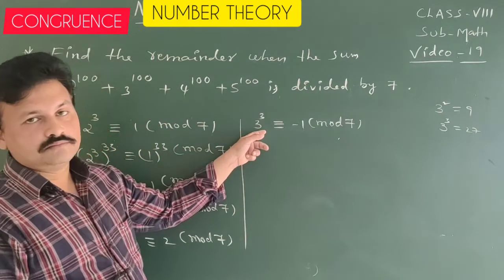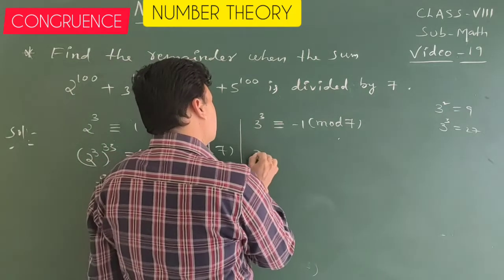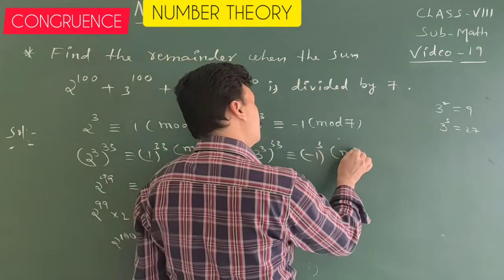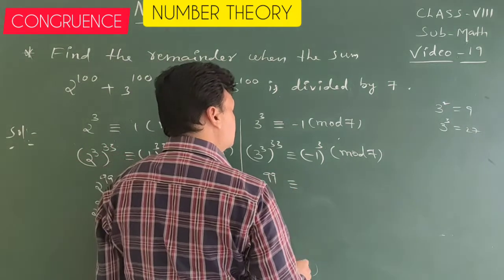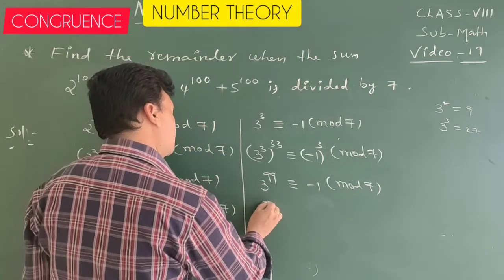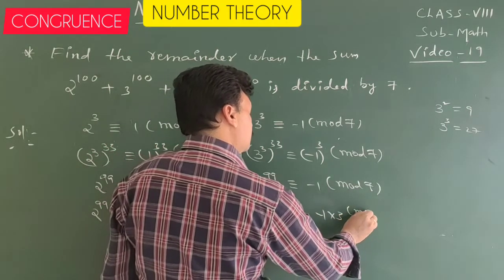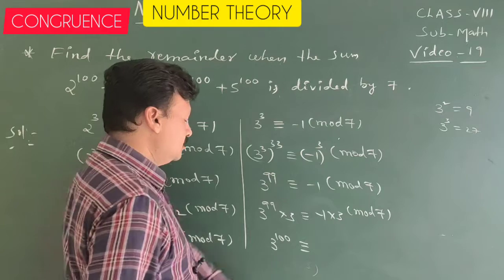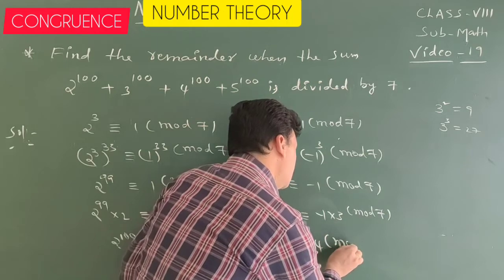3 cube means 27, plus 1 is 28, divisible by 7. So here 3 cube. Now 3 cube whole power 33 is congruent to minus 1 power 33 to the mod 7. So here 3 power 99 is congruent to minus 1 to the mod 7. Here 3 power 99 into 3 is congruent to minus 1 into 3 mod 7. So 3 power 100 is congruent to minus 1 into 3, minus 3. Minus 3 is nothing but 4 to the mod 7.